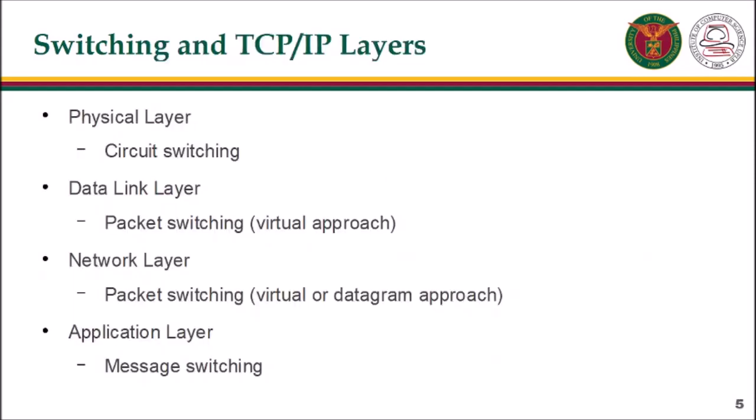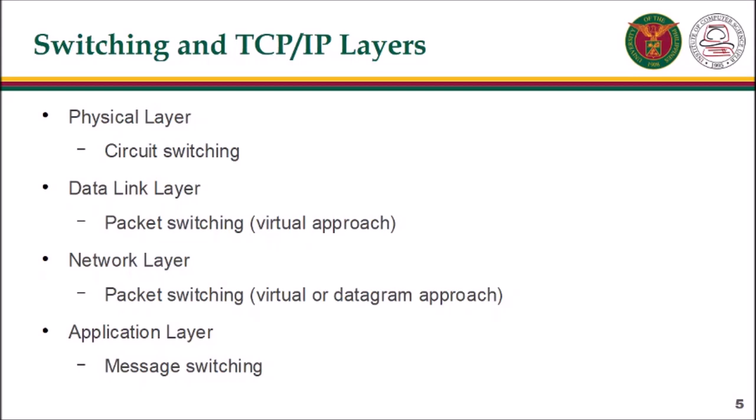Switching can happen at several layers of the TCP/IP protocol suite. At the physical layer, we can only have circuit switching. There are no packets exchanged at the physical layer. The switches at the physical layer allow signals to travel in one path or another.